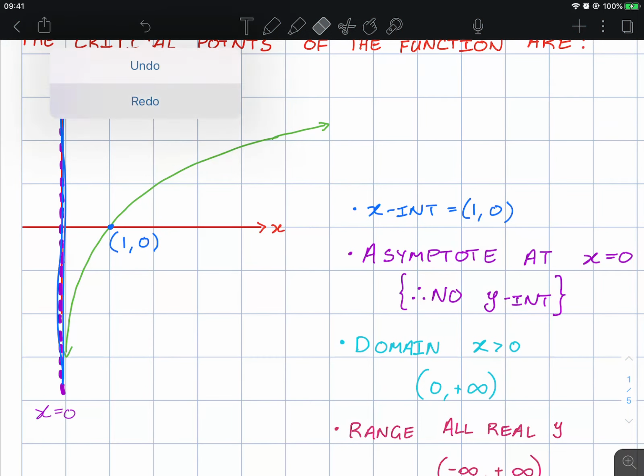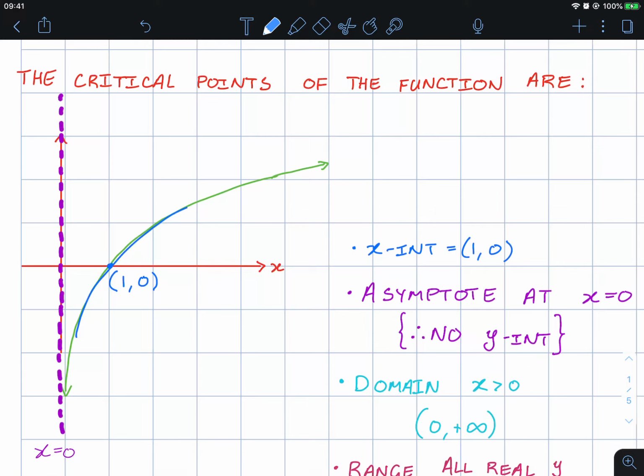However, what's not as clear is this curve here. It looks as if it's starting to flatten out, which it actually does, but it's always increasing by just a little bit every time. So it's getting more and more flat, but it will never be completely flat, and it will just keep on going off to infinity.